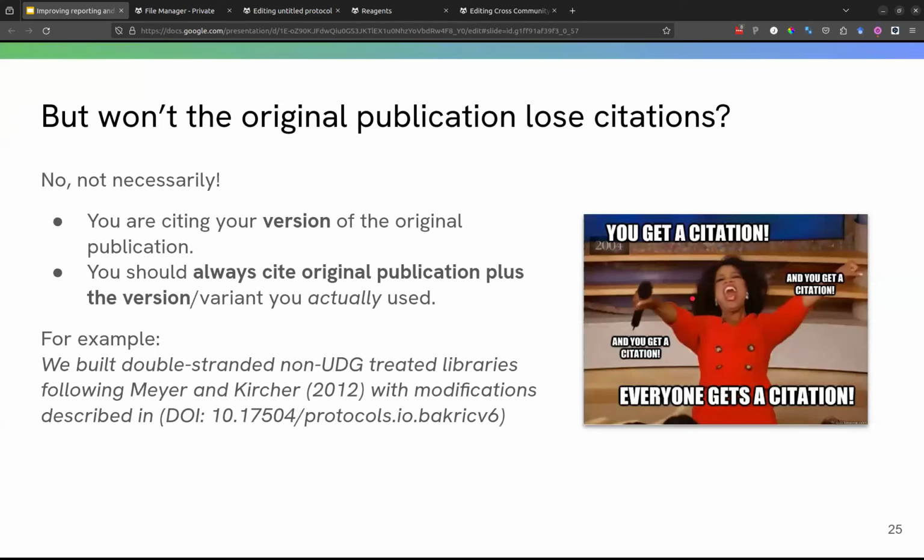Some people get worried about citations, but you should always cite the original version of the original publication. What you should also be doing is citing that plus the version or variant you use. This is what you do anyway. Normally, you're saying I ran, say in ancient DNA, the Meyer and Kircher 2012 library construction protocol with the following modifications. In this case, you're just condensing that from the horrible prose-based text to a nice platform, where you get the information better, as you can see here. And so actually, everyone wins. The original authors get their citation, and you get your citation on your protocol.